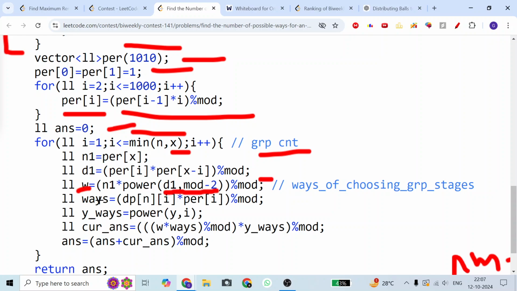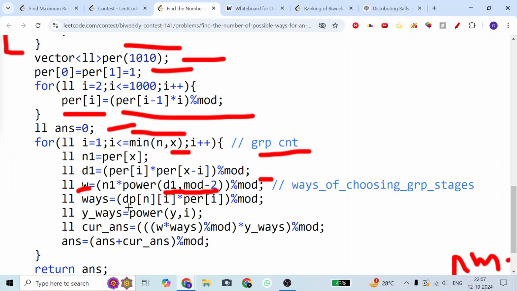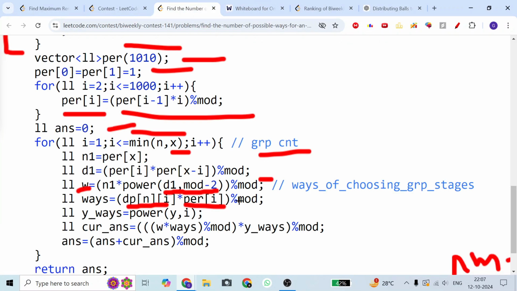Now what are my ways? Ways is this, Sn. Now what is my Sn? Sn is nothing but dp of n comma i, where n is how many performers I have and i is my number of stages, into the permutation of i, that is i factorial. This is my number of ways to divide n performers into i groups, into i stages, into i bands.